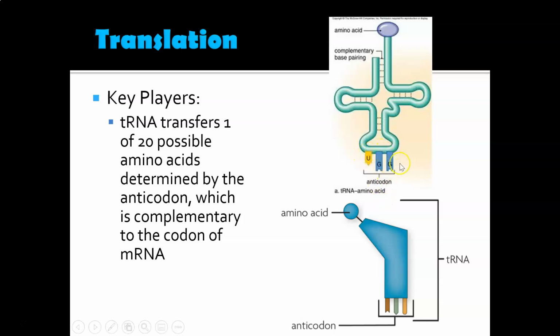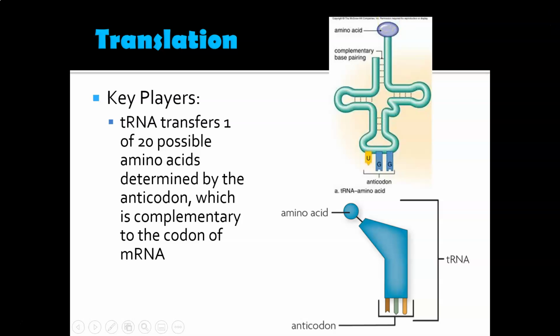So if I have a UGG anticodon, if I remember my base pairing rules for RNA, then U goes to A, so I have an A in that initial space of my codon, and 2 G's will correspond to 2 C's. So I have an ACC as my codon that's complementary to that anticodon, and that anticodon and codon are then complementary to the amino acid that's being bound up top.